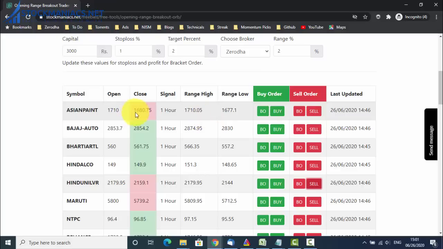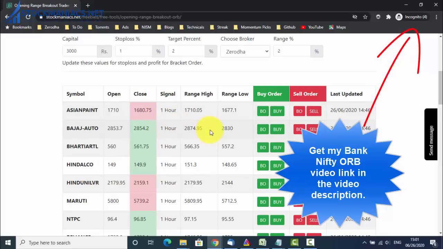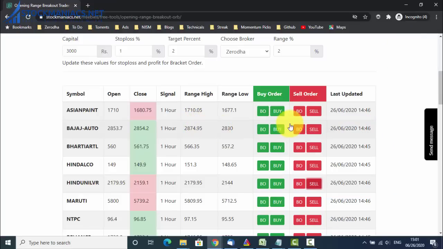In this page you will see ORB ranges for Nifty future and Bank Nifty future. So those who want to trade the Nifty or Bank Nifty future open range breakout can easily come to this page and trade it from here. You only need to specify your capital, your stop loss and target, and that's all. Then you can put the buy or the sell order. You can place the orders both sides.